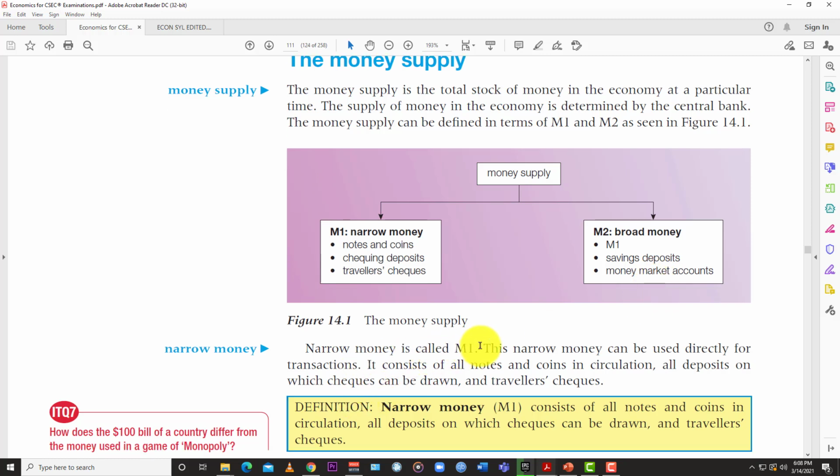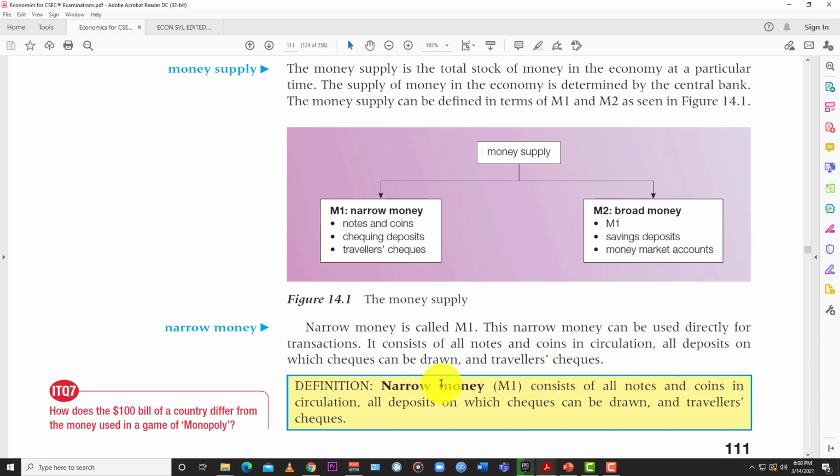Narrow money is called M1. This narrow money can be used directly for transactions. It consists of all notes and coins in circulation, all deposits on which checks can be drawn, and traveler's checks. So that's the definition right here for M1 or narrow money.